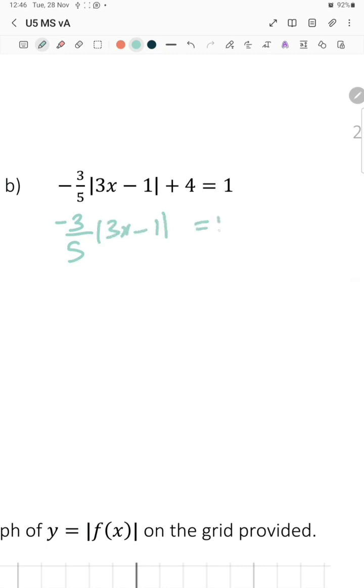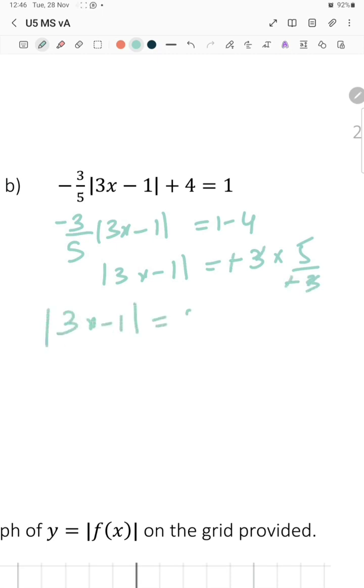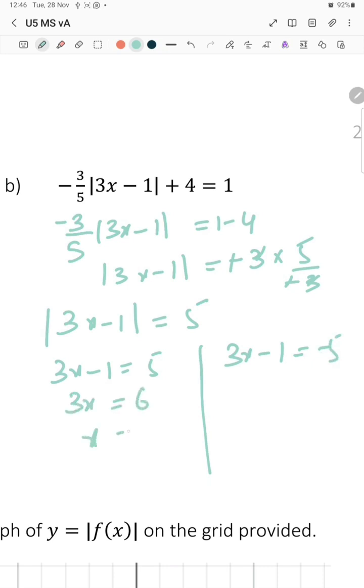3x minus 1 is equal to 1 minus 4. 3x minus 1 is equal to minus 3 times 5 by minus 3. So we get 3x minus 1 is equal to 5. 3x minus 1 is equal to minus 5. 3x is equal to 6, x is equal to 2. 3x is equal to minus 5 plus 1, minus 4. x is equal to minus 4 by 3.